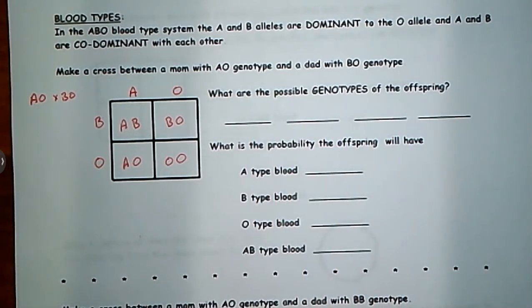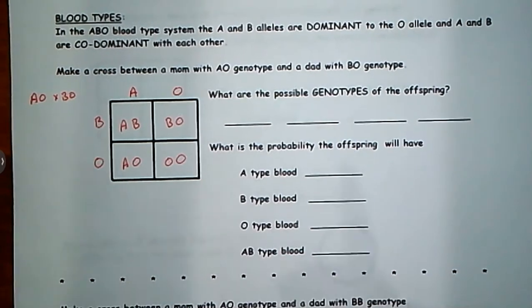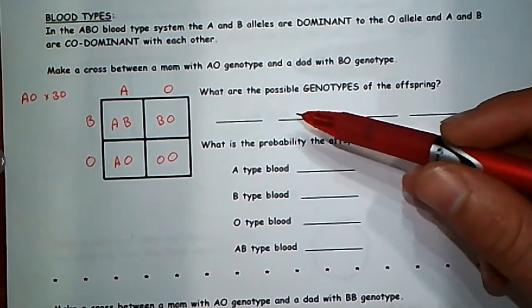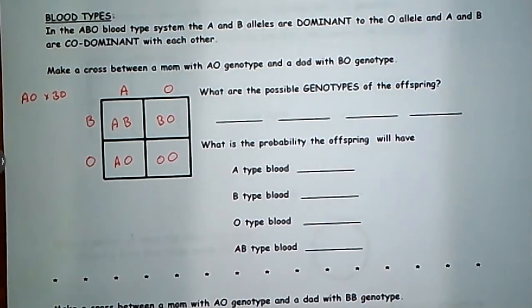And so blood types are what we call codominant. Both A and B are dominant at the exact same time. You can see these different blood types. All right, so you're going to do the blood types and you'd fill this in as well.